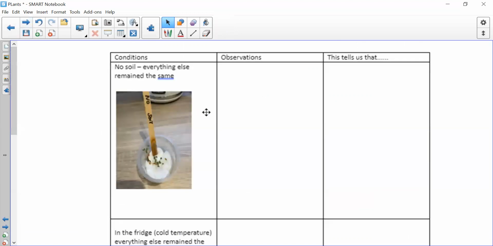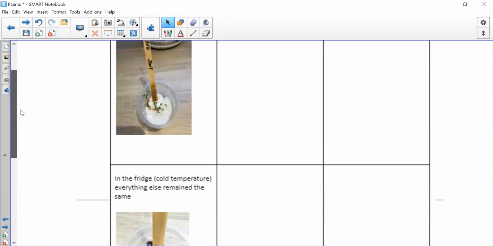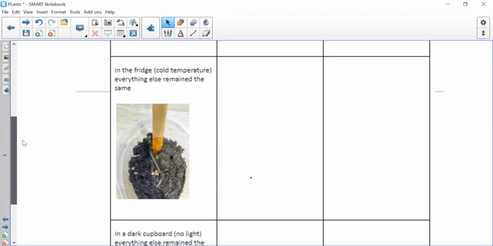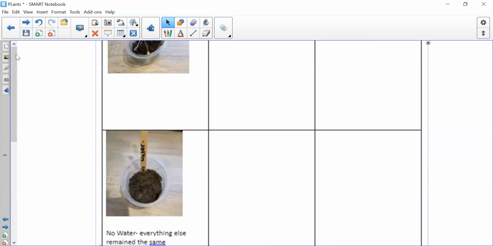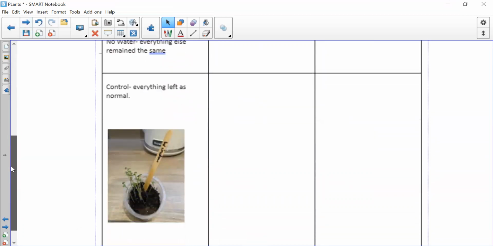And here we go now. So I've put in an image of the plant, okay, and I've put in the conditions. Now you need to do your observations, so you need to write about what you can see here. And if you want to see more close-up pictures, just flick back on the video to where I had the big ones, okay? What you can see here, and then this tells us that, okay? You do that for all of them. So what you can see and how that links to what you've already learned about what plants need. Okay, so you do that for all of them.